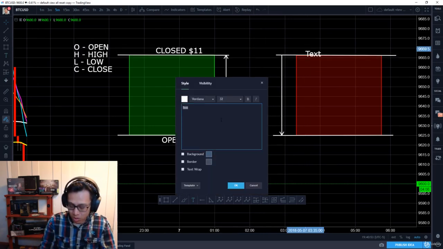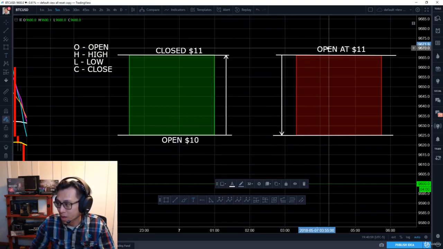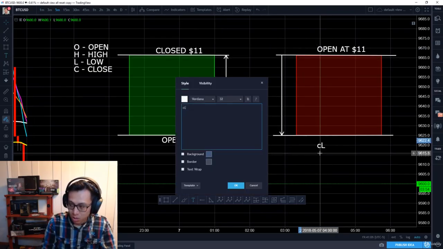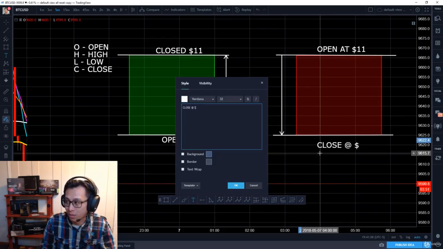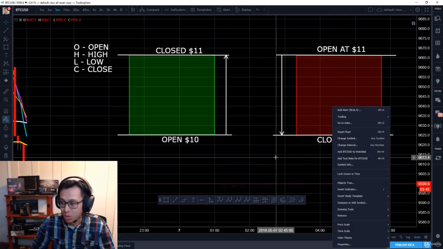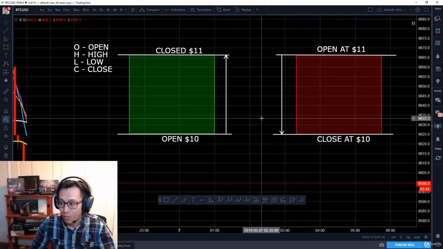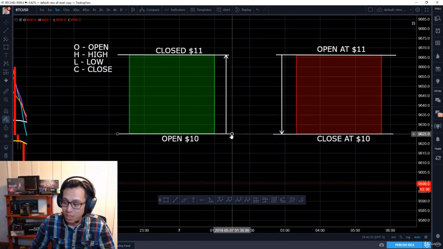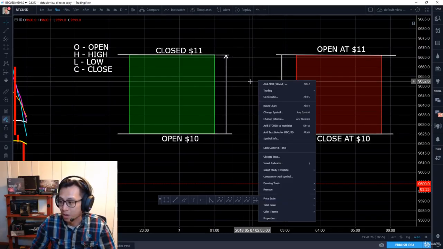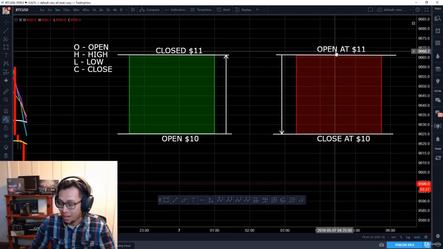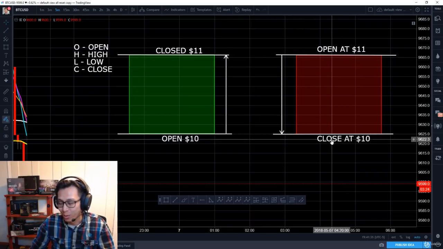So if this one here was the open at $11, where do you think the close would be? Yeah, if you said this was the close at $10 right here, this would be the close at $10. So once again, when we have a candle that opens at $10 and closes at $11, it means that it went from the bottom to the top. Now, if you have a candle that is red and was downtrending, you would see the open at $11 and the close at $10.